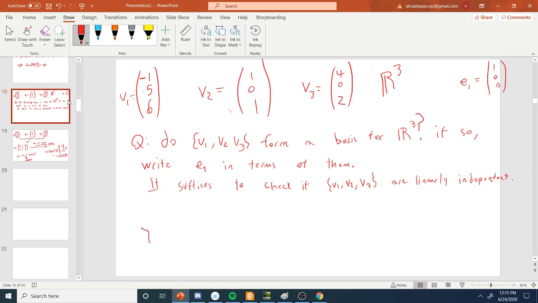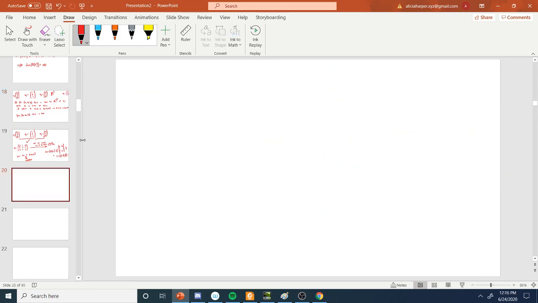So yes, E1, or V1, V2, and V3 form a basis. The next thing we want to do is see if not only do they form a basis, but if we can express the vector E1 in terms of them. So this means that we're going to consider the following linear system.